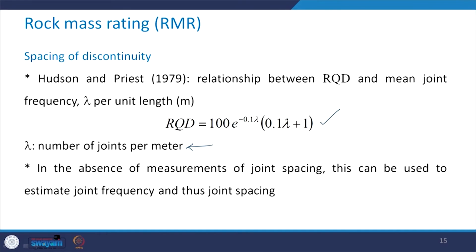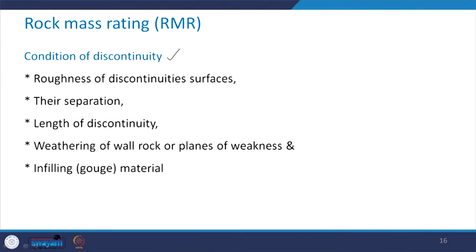So, you know that you will have the RQD with you and you can use this expression and find out the value of lambda, just in case you do not have any measurement of the joint spacing, and this lambda is defined as the number of joints per meter. So, in 1 meter length you know how many joints are there. Therefore, you can divide that 1 meter by the number of joints and that will give you the spacing of the discontinuity.